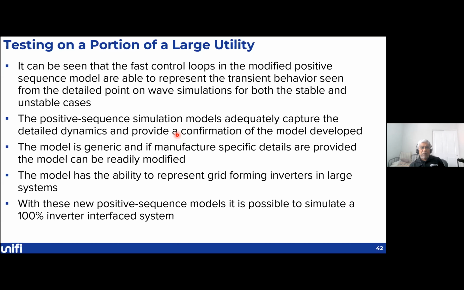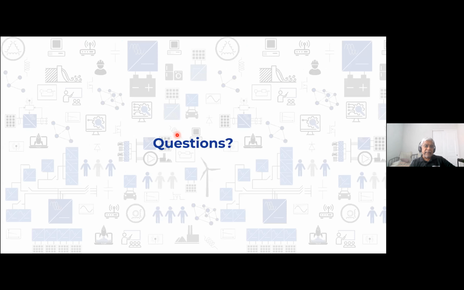So I think the bottom line is that with these new positive sequence models, it is possible to simulate a 100% inverter interface system, just of the two types that we showed you. The WECC case has close to 19,000 or 20,000 buses and 3,300 generators, and it's a full representation. All the nonlinear load modeling, all of that is represented exactly as is.